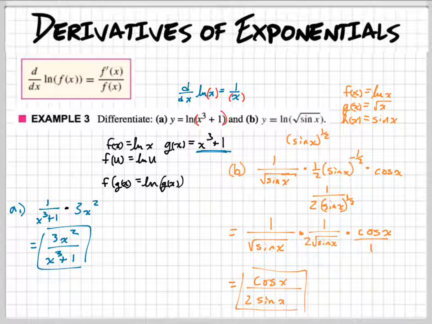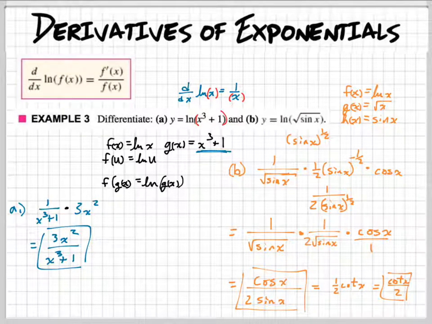Questions? Good call, Andres. We can simplify this. Look at this. What's cosine over sine? Yeah, tangent is sine over cosine. Cotangent has the cosine on top. So we have 1/2 times cotangent, which actually is just cotangent x over 2. Wow, I really like that. Got to notice those little simple trig identities.